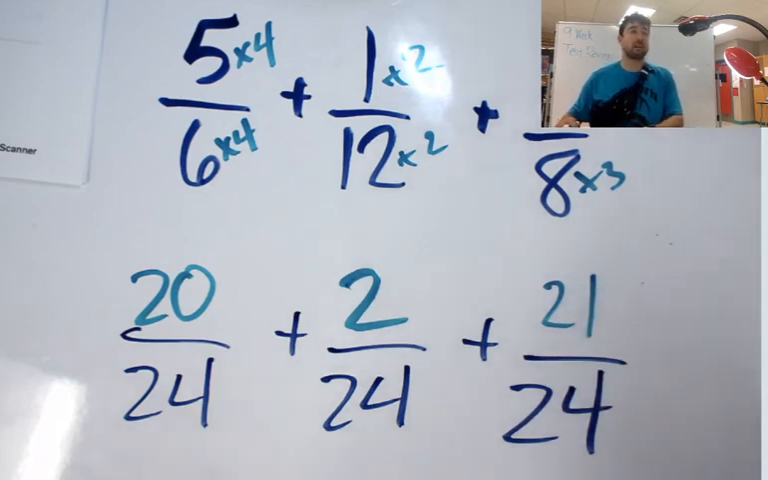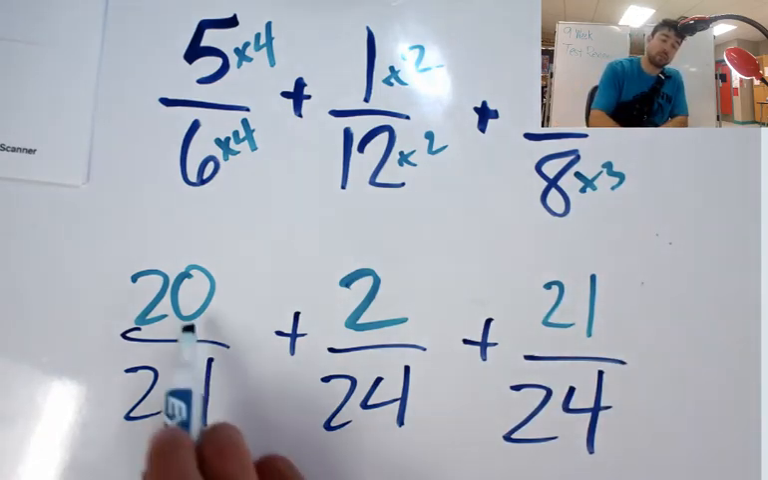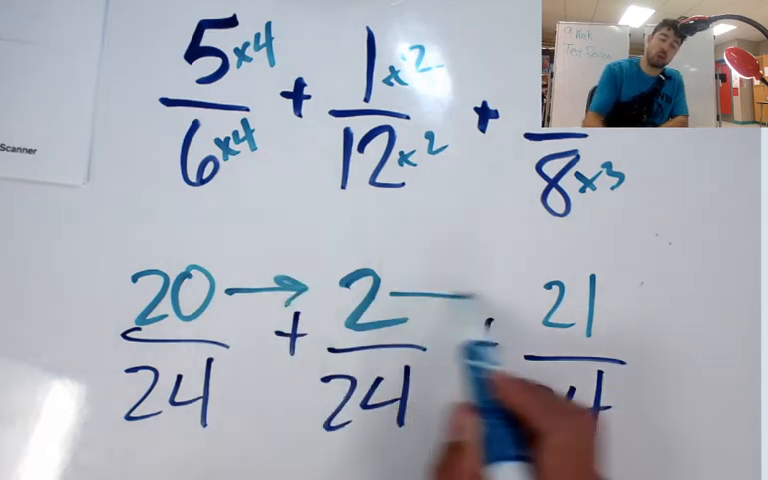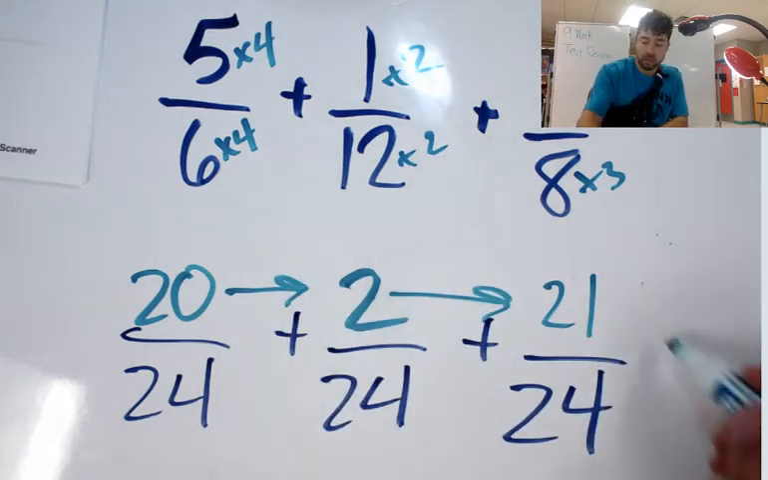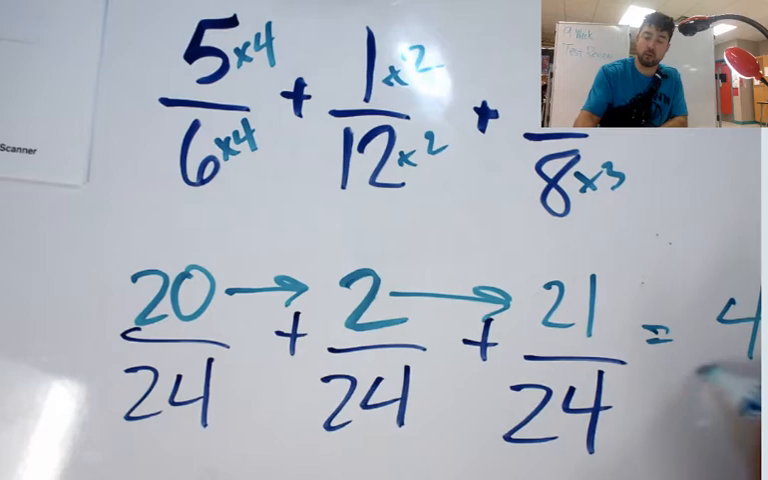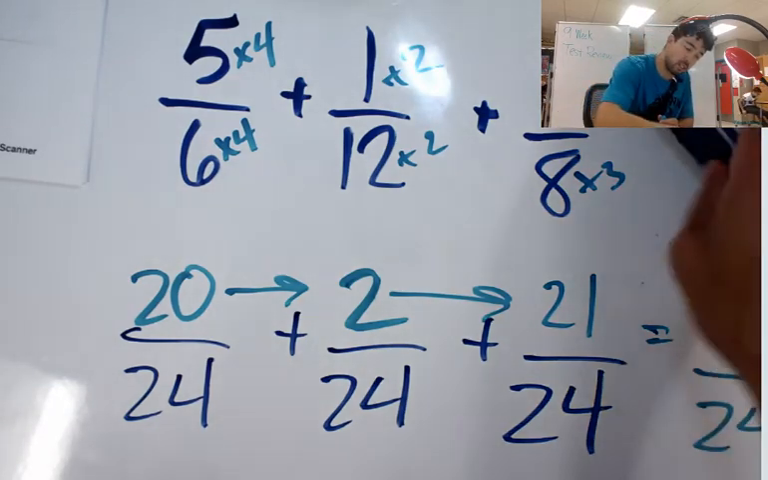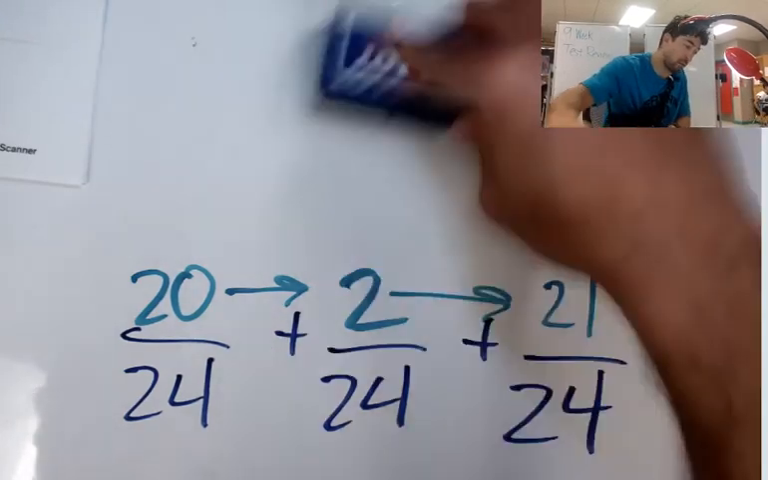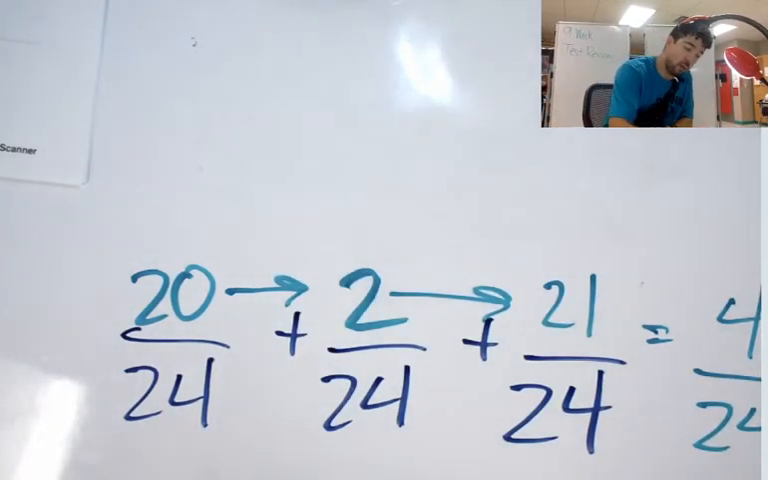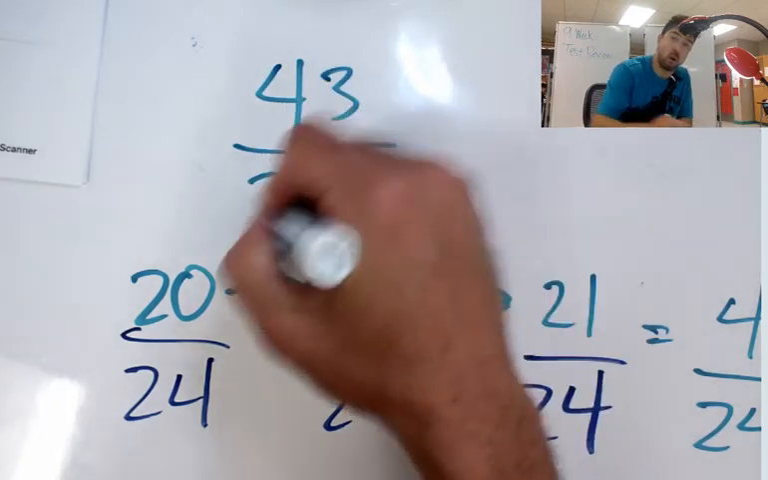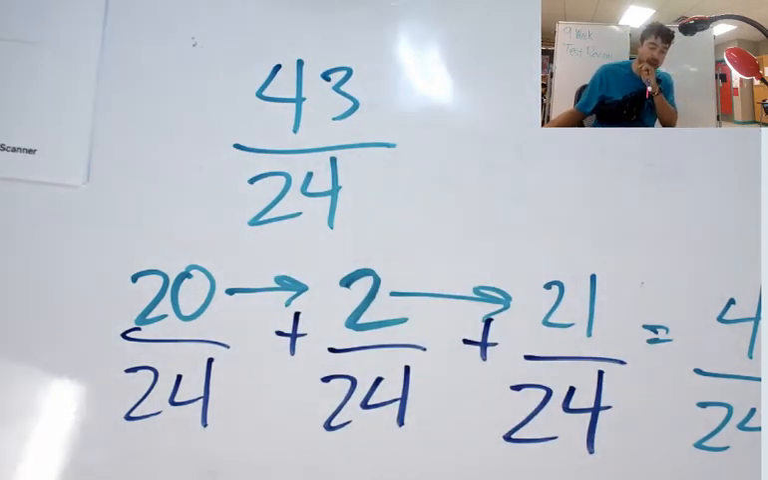So now we're just adding numerators. What's 20 plus 2? 22. What's 22 plus 21? 43. Equals 43 over 24. Now, I'm going to erase this so we can continue on with the rest of the problem. So right now we have 43 over 24. So from there, how do we convert an improper fraction into a mixed number?